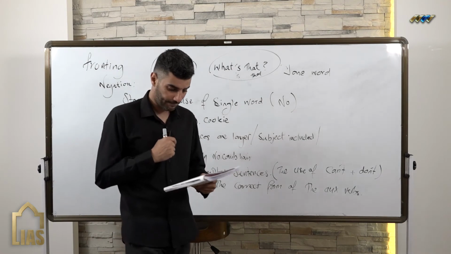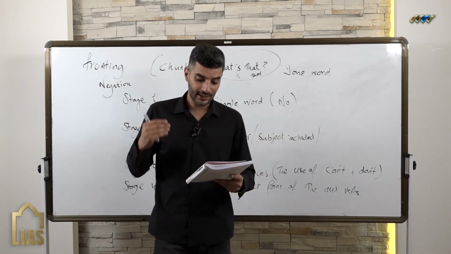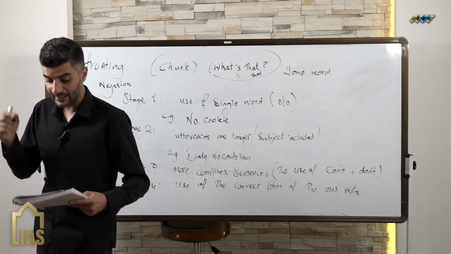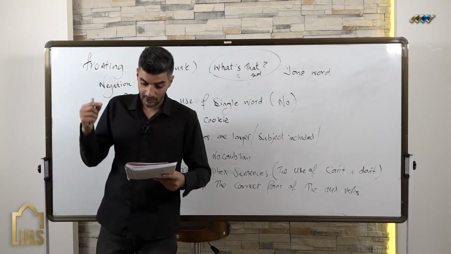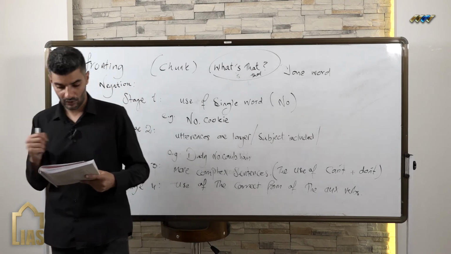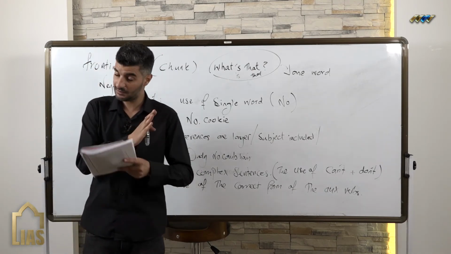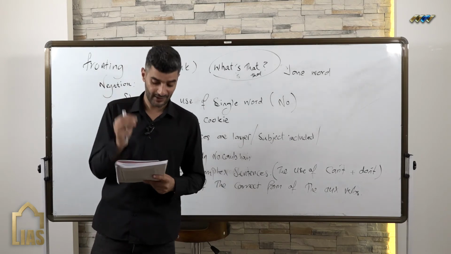Stage 6. At this stage, children are able to correctly form all question types, including negative and complex embedded questions. So at stage 6, everything here is fine and correct.